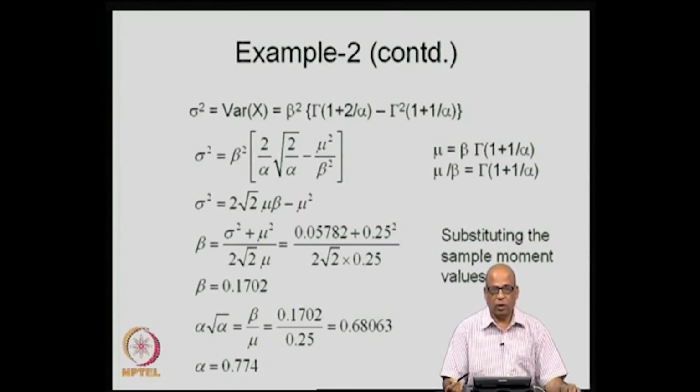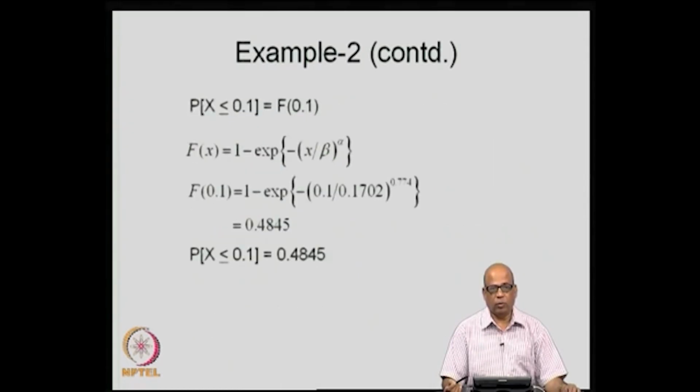This we will be introducing in today's class subsequently. So, once you get alpha and beta, the Weber distribution is completely defined, and therefore, we can talk about the probabilities associated with the random variable following the Weber distribution.